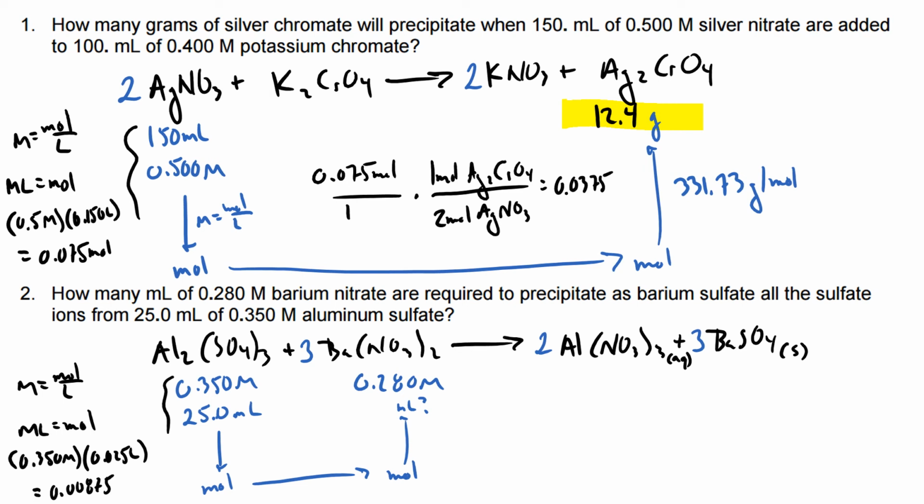Our mole to mole ratio is 3 to 1, meaning we'll need 3 times as many moles of barium nitrate as moles of aluminum sulfate. That works out to 0.02625 moles of barium nitrate.